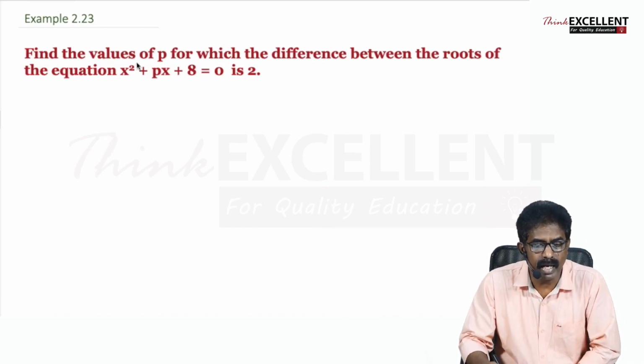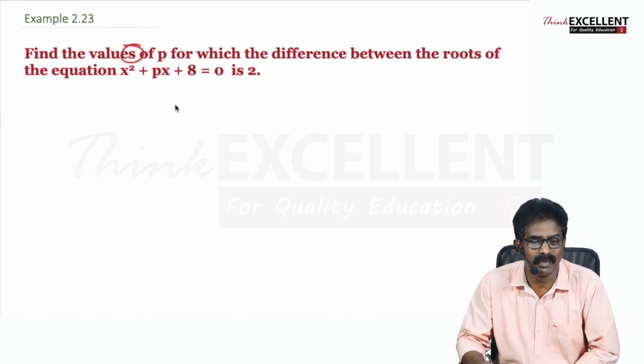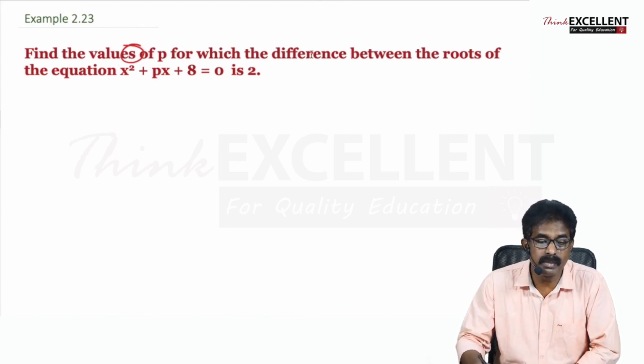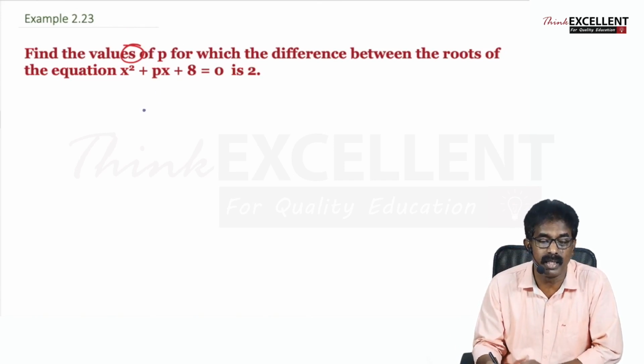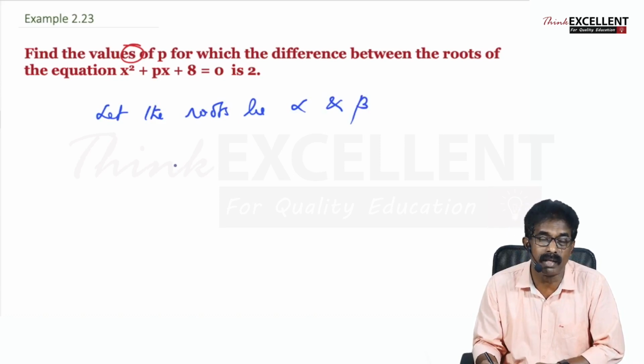Find the values. So that's what I said, every word is important, every letter is important, right? Find the values, so more than one. Find the values of P for which the difference between the roots of the equation, a 10th standard sum, is 2. So we assume, let the roots be alpha and beta.